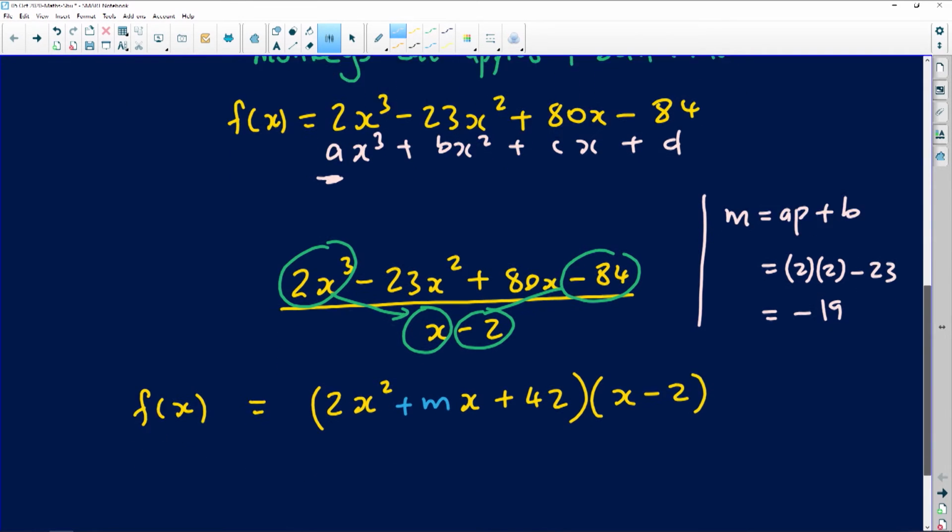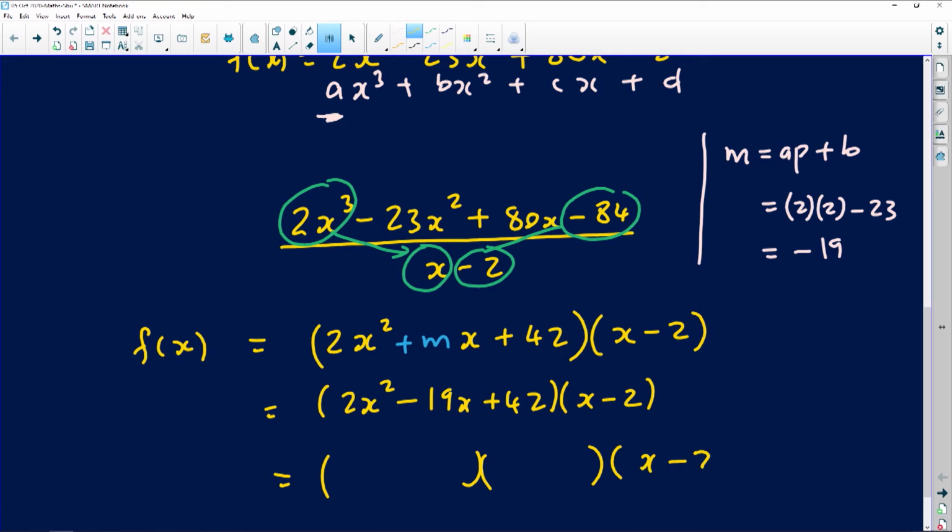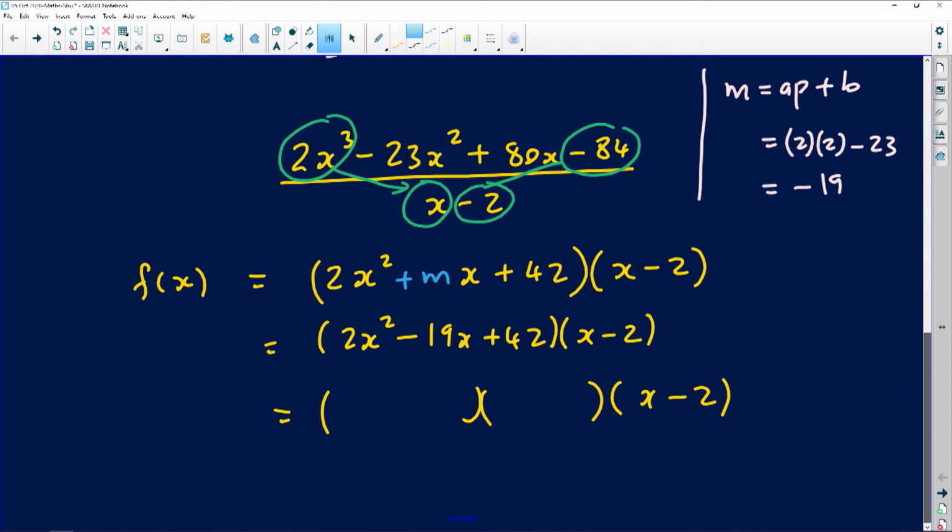So now I can say my cubic is simply 2x squared minus 19x plus 42, and then this must be multiplied with x minus 2. And then from here, you've got a quadratic, which is going to definitely factorize into 2 factors. Your x minus 2 has always been ready. You're just going to put it right there at the end.